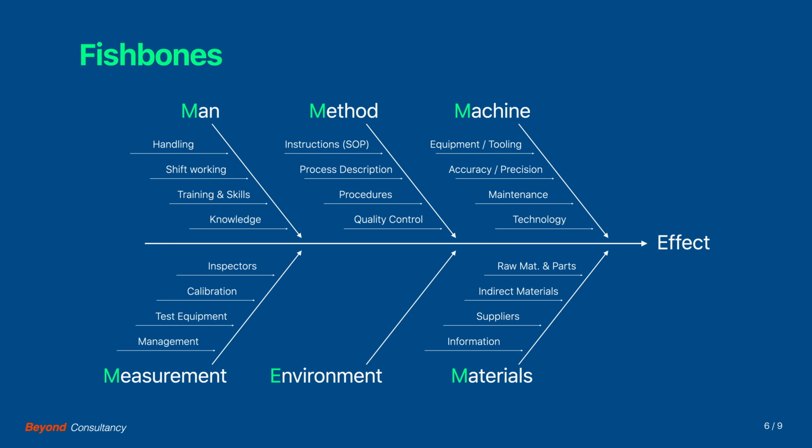The cluster measurement includes the work done by the inspectors and the quality of the calibration of the machines, the tooling, and in particular, the test equipment. This cluster also includes managerial influences. The last cluster relates to environmental causes with elements like temperature, humidity, and acts of nature.